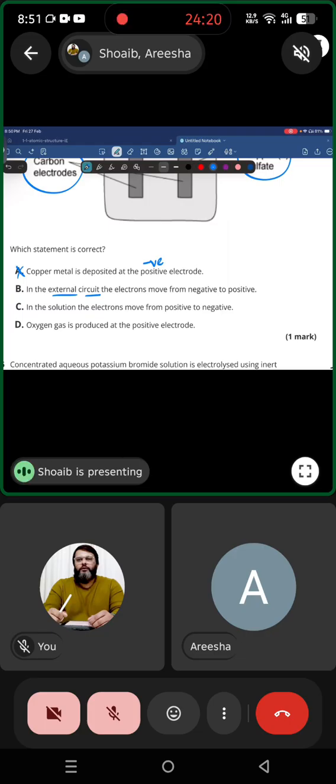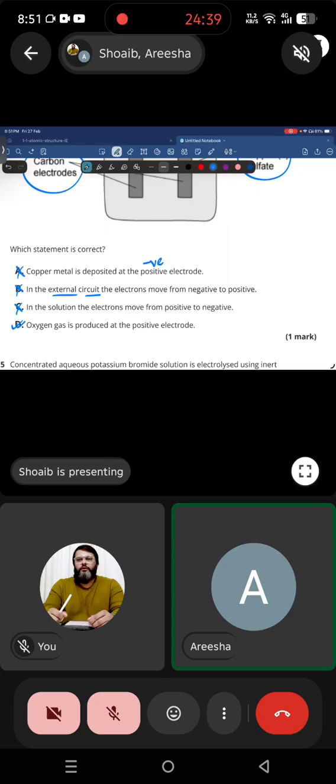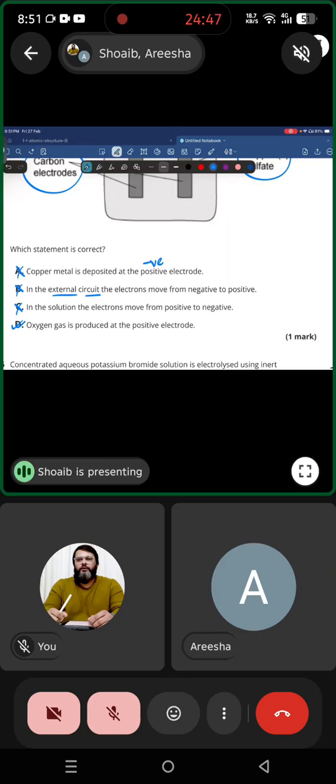Oxygen gas is given off on the positive electrode. D is the correct answer. C is not correct. B is not correct. Can you give me the explanation? Why is B not correct? Very good. Electrons move from negative to positive. Good. And electrons are not moved in the solution. Electrons are moved only in the external circuit.